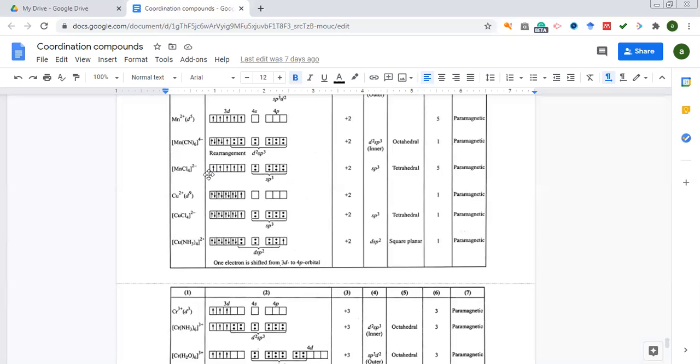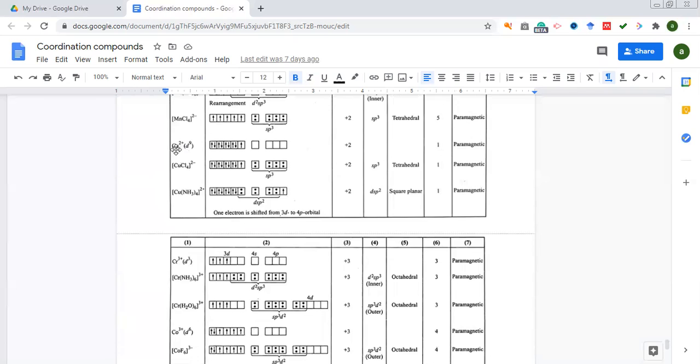And see here, in such a case only we can expect the maximum number of unpaired electrons. In the d block transition series elements, the maximum number of unpaired electrons is 5 only. Above that we cannot expect. Why? Because the sixth electron will be paired up. So maximum unpaired electrons is 5. So what will be the magnetism? Paramagnetism. And this complex compound has the highest magnetism. Why? Because it has the highest number of unpaired electrons.